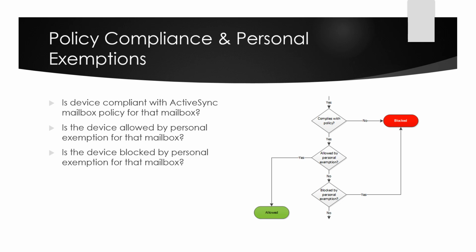If the answer is no, then the server checks whether that device is blocked by personal exemption for that user. If the answer is yes, the device is blocked, the result is the device will not be allowed to connect, and no other steps in the allow block quarantine process are assessed. Now, if it is not blocked, we continue on to the next phase.